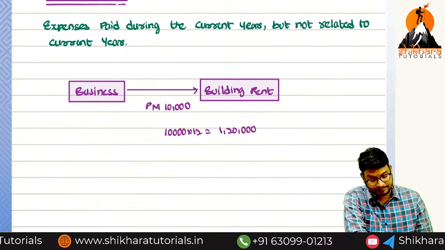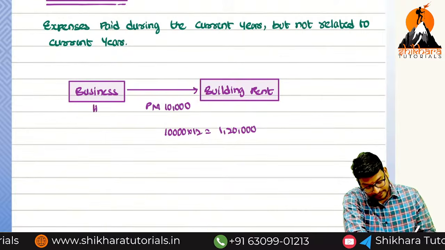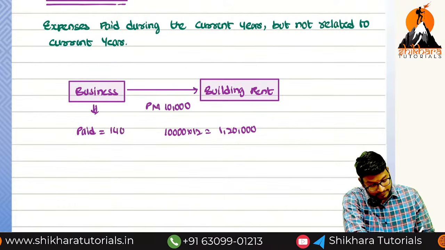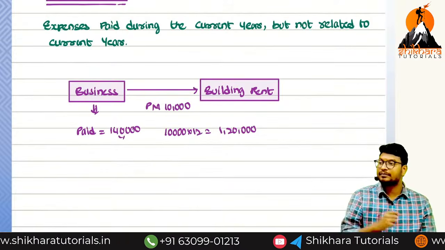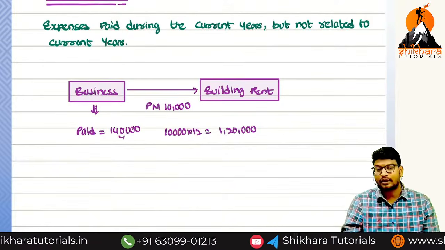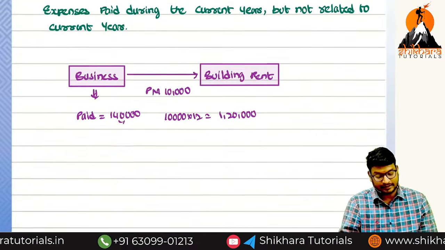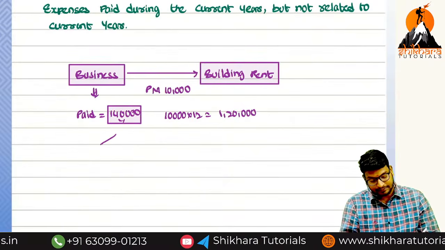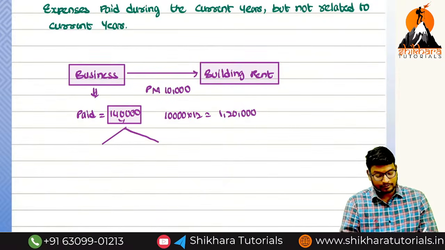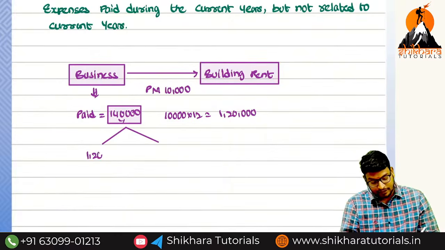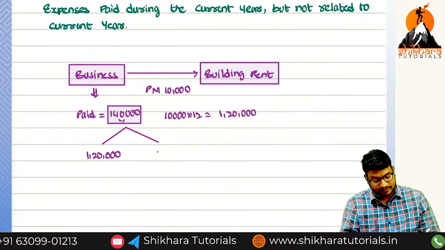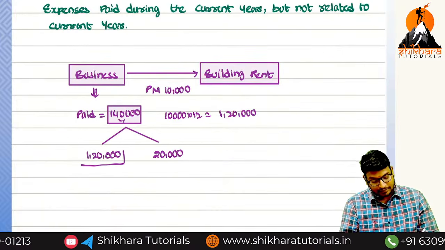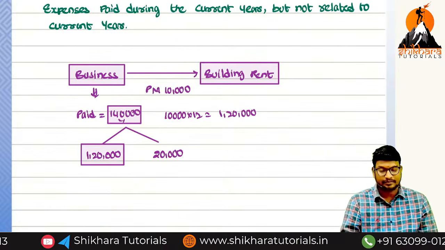1,20,000 is sufficient. But the business paid 1,40,000 as building rent. How much did the business pay? 1,40,000 as business building rent. Now, out of this 1,40,000, we can divide it into two parts. The first part has the value of how much? 1,20,000. And the second part is how much? 20,000.